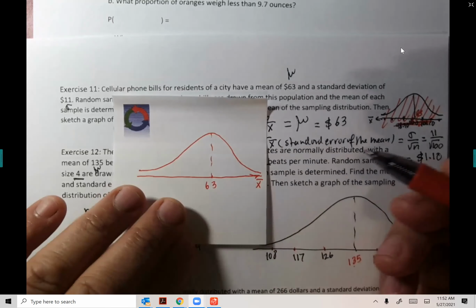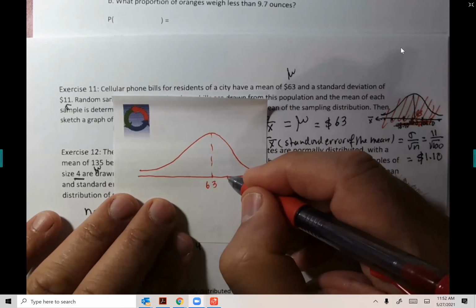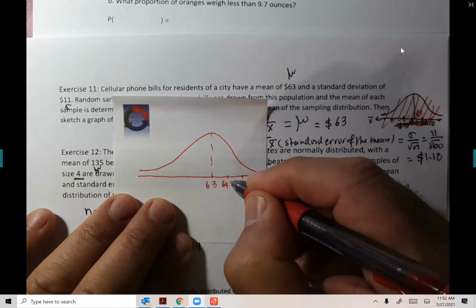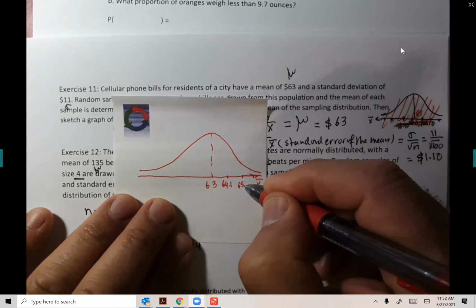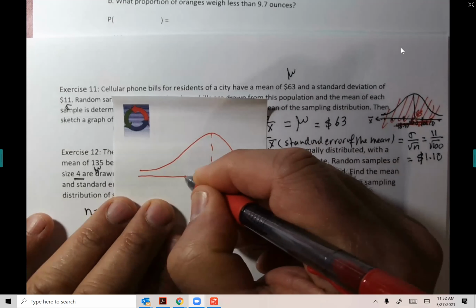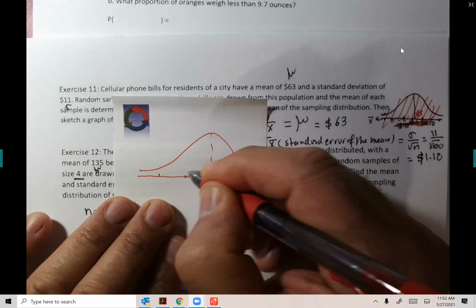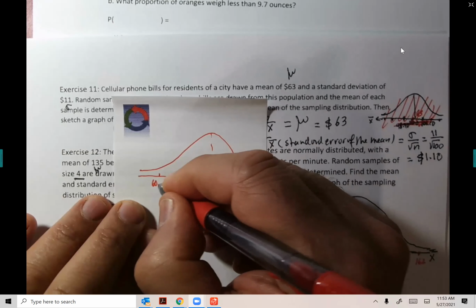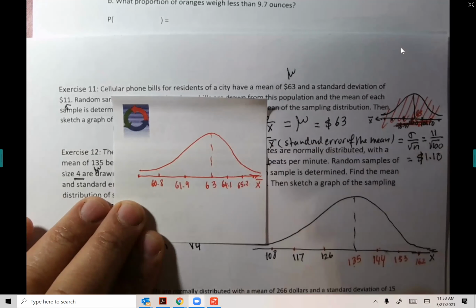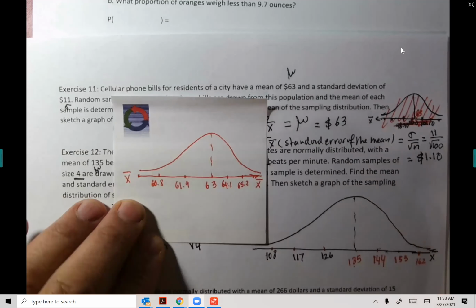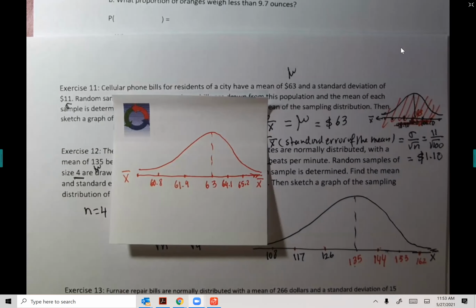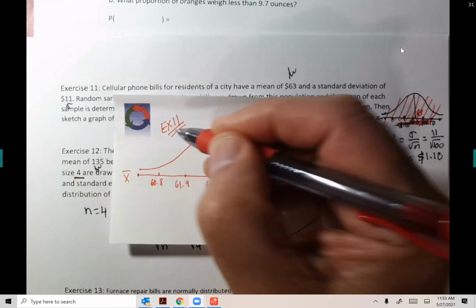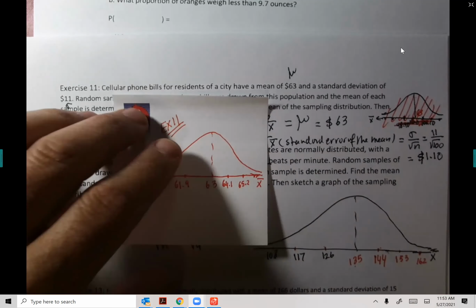X bar, and then 1.1, guys. So I have room actually to do it. So it will be 64.1, 65.2, and then here, guys, subtract 1.1, it will be 61.9, and subtract 1.1, it will be 60.8, and so on and so forth. That will do it. Right. This is for 11. Yeah, you put the mean and add a standard deviation.